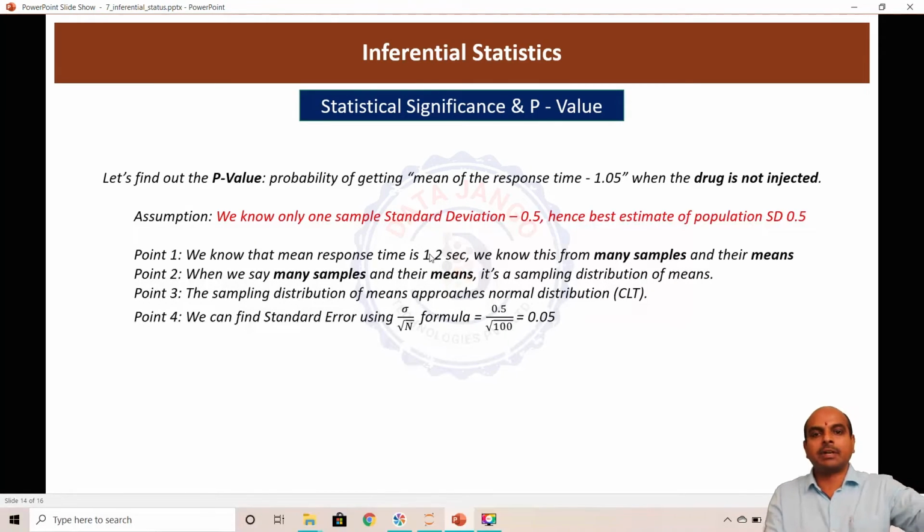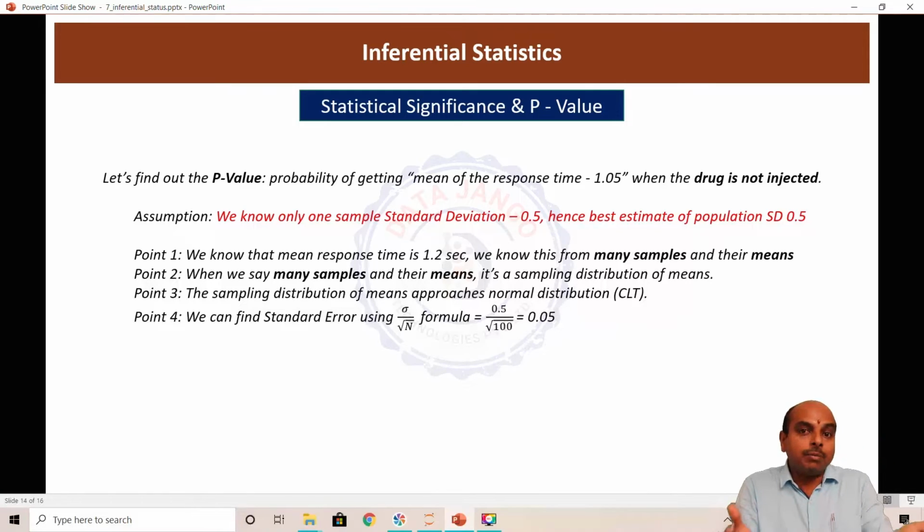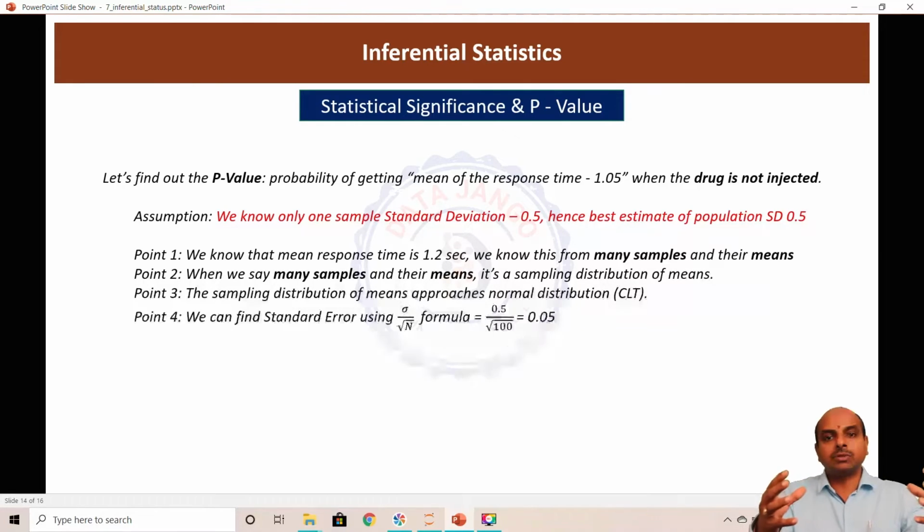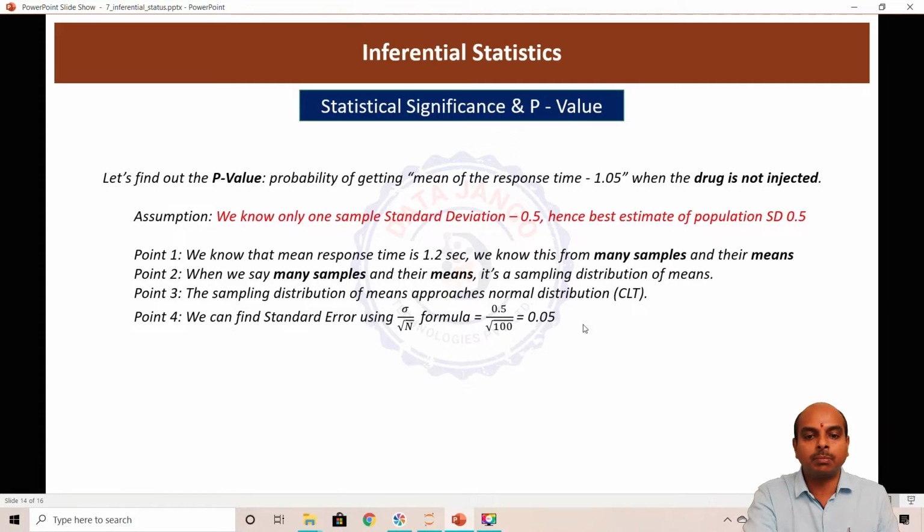In 1980, they must have conducted one experiment. Maybe it would have given 1.5 mean. Second one, 1.3. Third one, maybe 1.5. Fourth one, 1.1. Fifth one, maybe 1. Like that, 1,000 or 10,000 experiments would have been conducted, and we are talking about 1.2 as the one number, right? So out of all those 10,000 numbers, if you take the mean, it's going to be 1.2 seconds. So it is actually the sampling distribution of means' mean. This 1.2 seconds is the sampling distribution of means' mean.